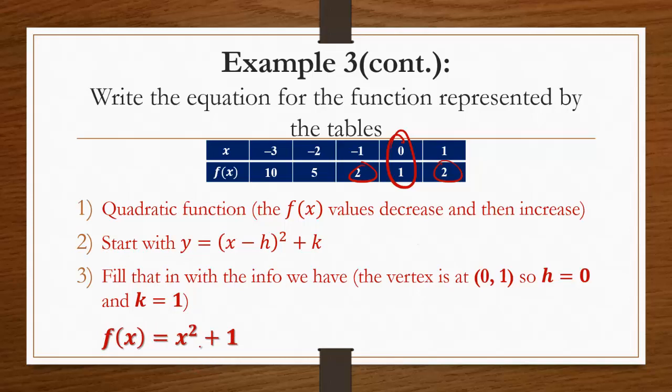Now why isn't it x minus 0 squared plus 1? Well, because we don't need to put, I mean, if you really wanted to, you could put this, but it's pointless. So just leave it like this, x squared plus 1.